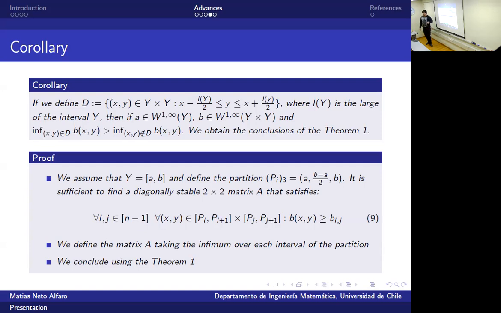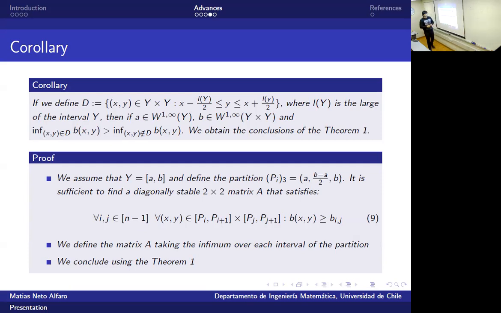But the third assumption is a bit weird. So we would like to have a theorem that becomes applicable. So we made some corollaries. One corollary is to define D. D is a space that is like a strip in the space Y times Y. If we have this space, Y times Y, D is like this strip.